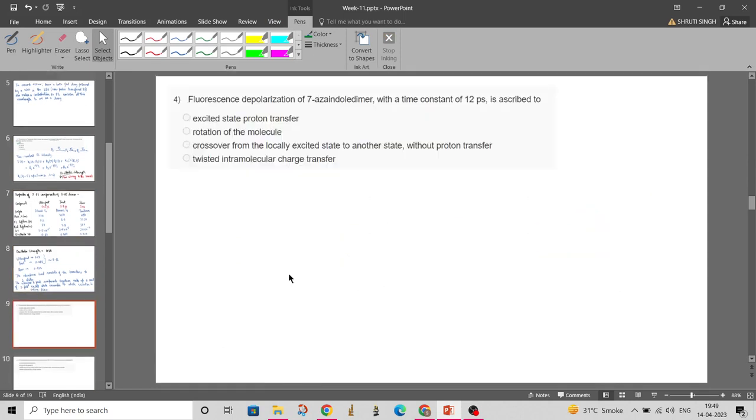Let's see the next question. Fluorescence depolarization of a 7-azaindole dimer with a time constant of 12 picoseconds is ascribed to excited state proton transfer, rotation of the molecule, crossover from the locally excited state to another state without proton transfer, or twisted intramolecular charge transfer.